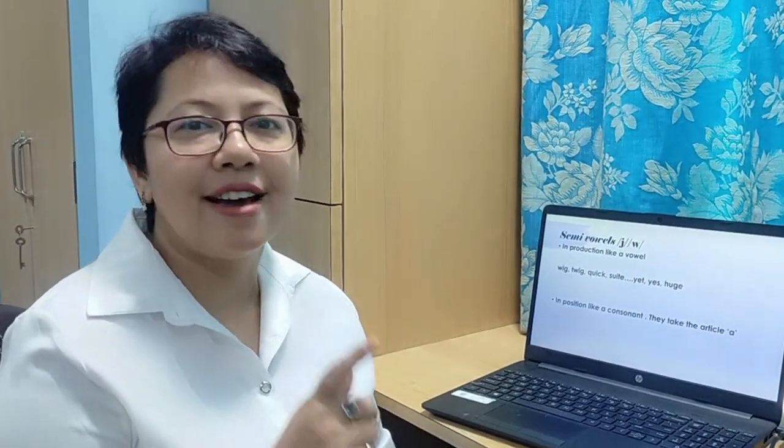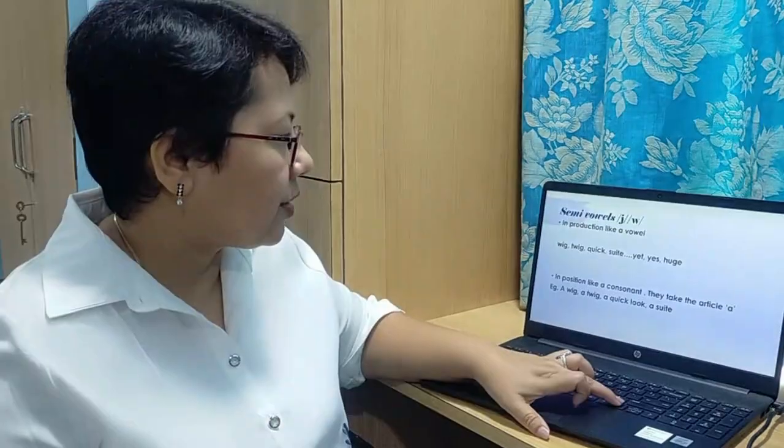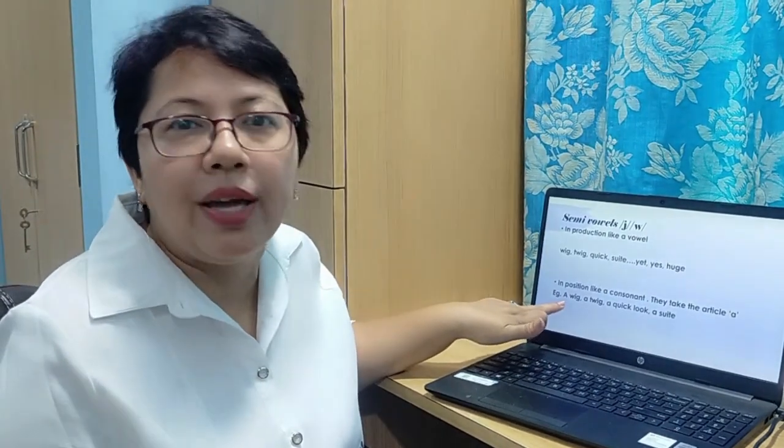because they will not take the article an, they always take the article a. So a very common question that is normally asked in the exams is why are semi-vowels called semi-vowels? Because they are vowel-like in production, but in position they are like a consonant. See here, we say a wig. We never say an wig, or a twig, a sweet. Hence, they are semi-vowels.